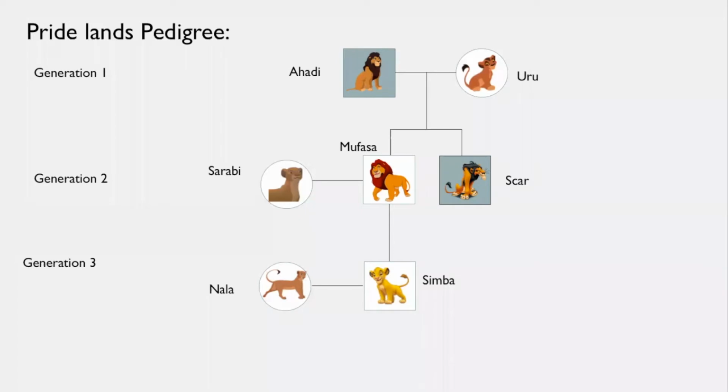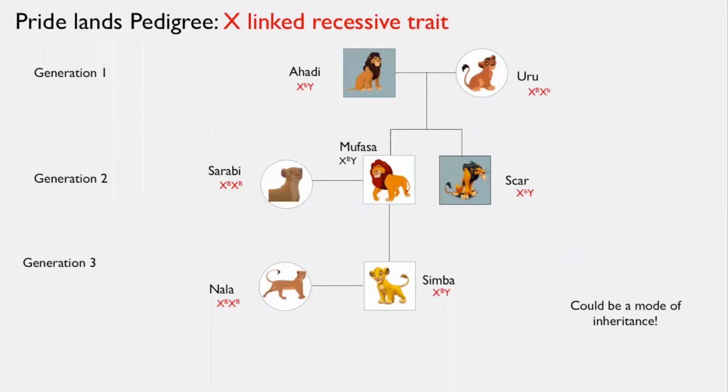The trait that we will be studying today is the black mane/hair trait. As you can tell from the shaded squares in blue on the pedigree, the two characters that possess the trait are Ahadi and Scar. The first mode of inheritance studied is the X-linked recessive tree.